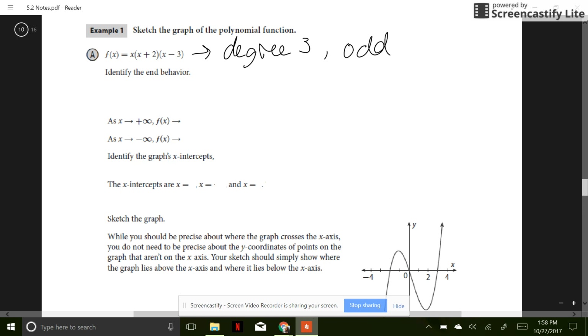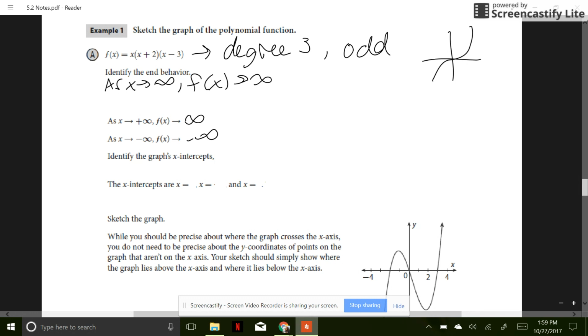So you can use now your little chart we filled out before. It tells us the different end behaviors. Or you can think, if it's an odd power, do a normal cubic function. What is the end behavior there? We can see as x goes to positive infinity, f of x goes to positive infinity. Oops, this is supposed to go down here. And as x goes to negative infinity, f of x goes to negative infinity.